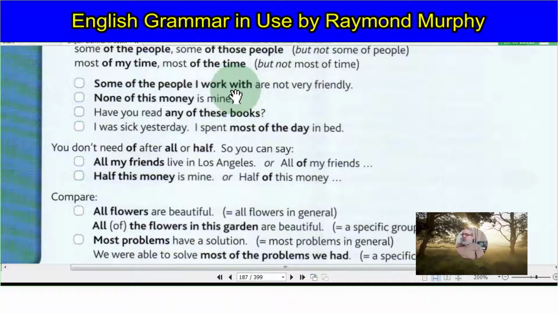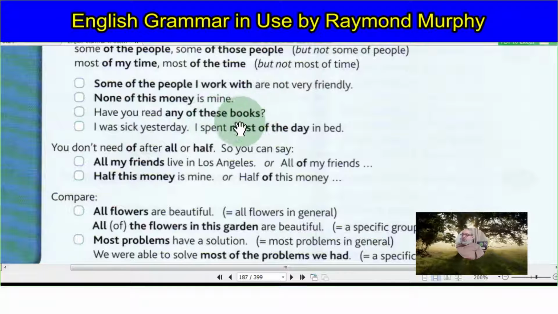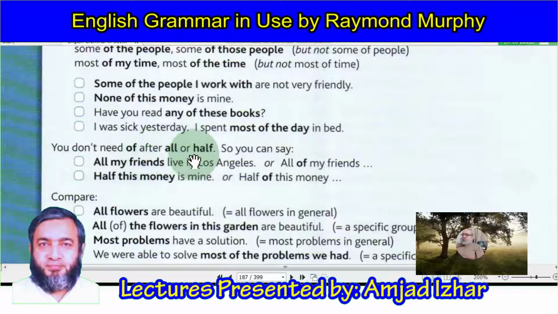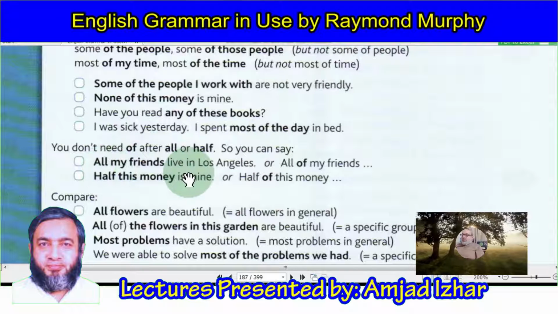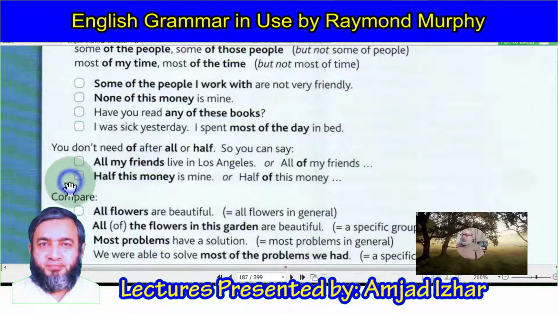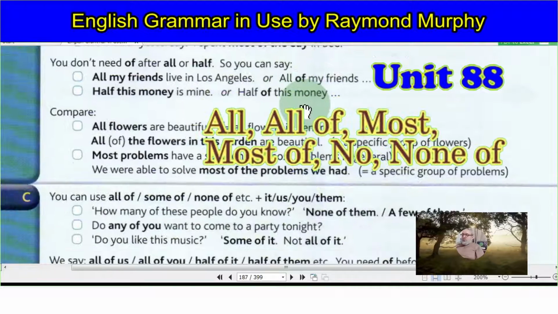Some of the people I work with are not very friendly. None of this money is mine. Have you read any of these books? I was sick yesterday. I spent most of the day in bed. You don't need "of" after "all" or "half," so you can say "all my friends live in Los Angeles" or "all of my friends." "Half this money is mine" or "half of this money."